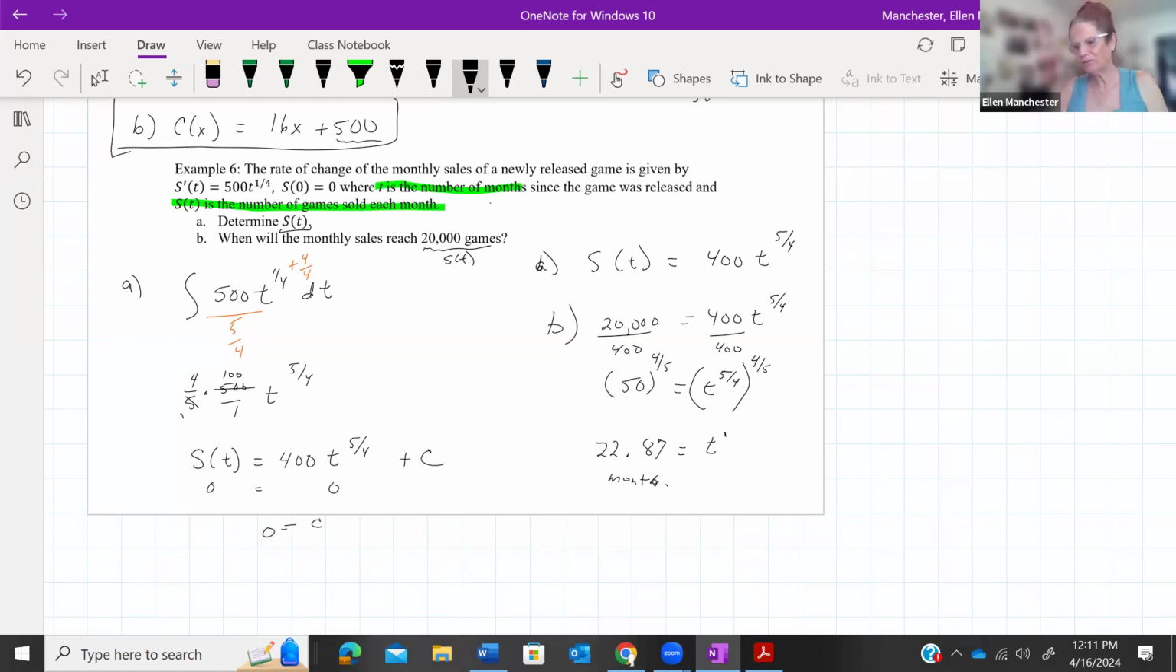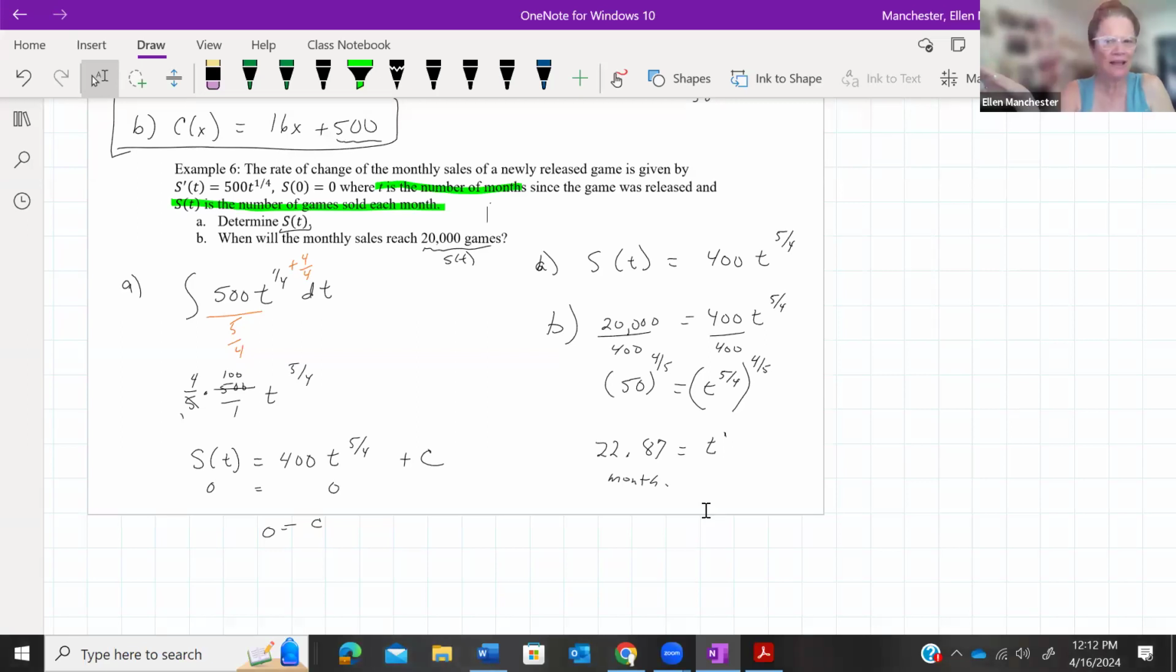So it's a prediction, right? It doesn't mean that every time it's going to be exactly 20,000, but it's a prediction. You get a good idea of how long it will take based on that amount of sales. Okay. All right. Any questions? It takes practice. It definitely takes practice.